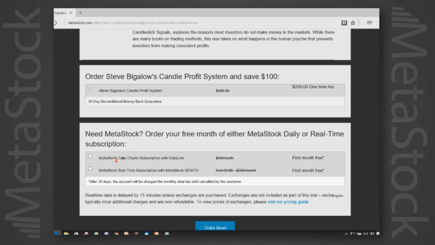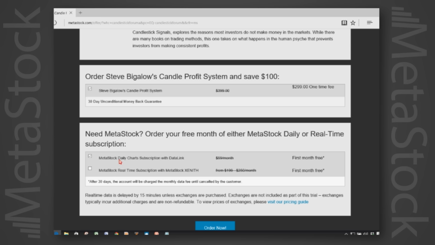If you're an end-of-day trader and just want to be able to run your scans at night, select this option. Just $59 a month with your first month for free, and that's what I'd recommend. After your trial, I'd probably recommend you talk to one of our sales consultants because you can actually bring that cost down from $59 to about $25.